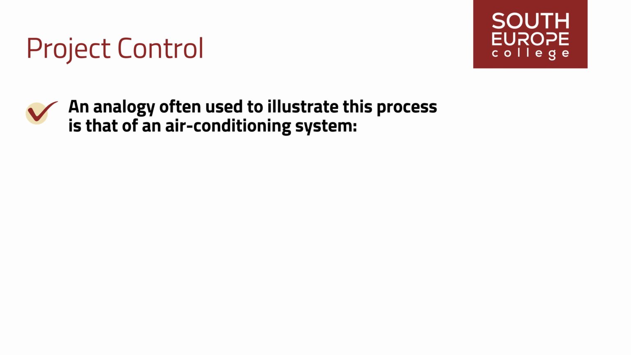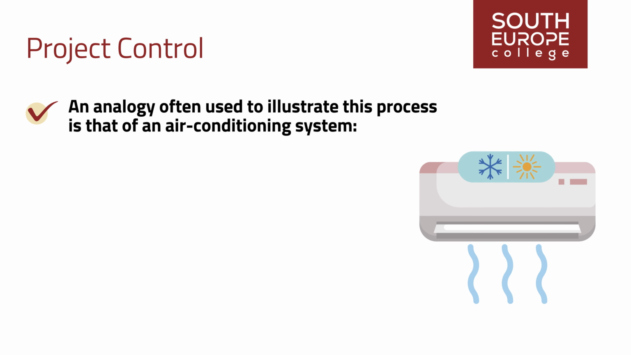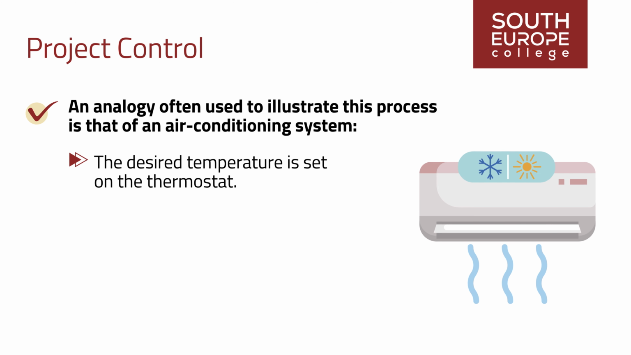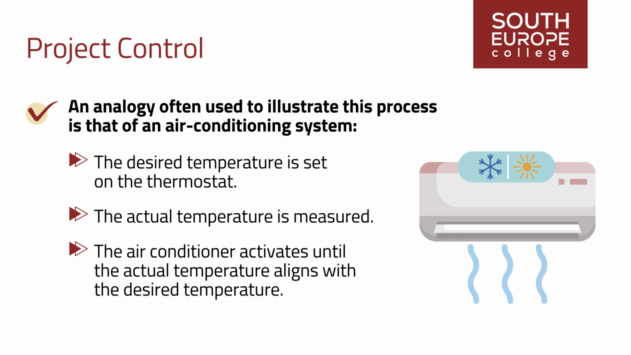An analogy often used to illustrate this process is that of an air conditioning system. The desired temperature is set on the thermostat. The actual temperature is measured, and the temperature variance is determined: actual temperature minus desired temperature. If the variance is positive, the air conditioner activates until the actual temperature aligns with the desired temperature. Variance drops to zero.